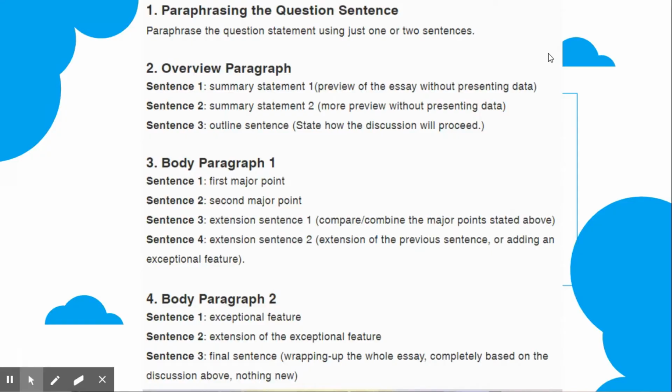So these are the strategies again. You can pause here and then try to analyze the model answer and write your own answer according to this structure with your own words.